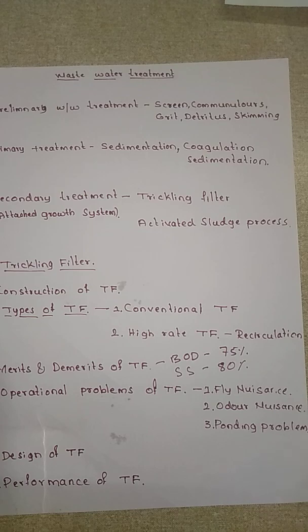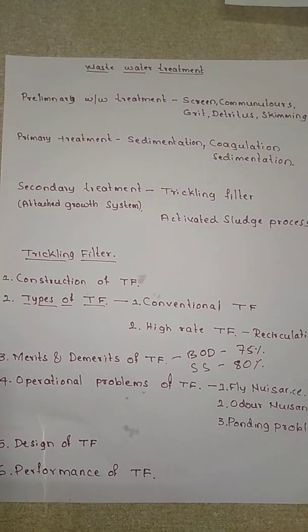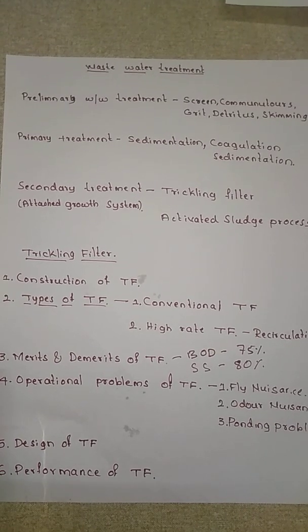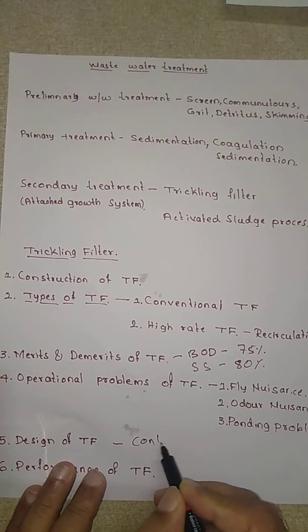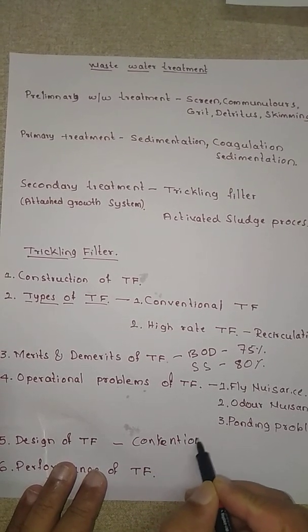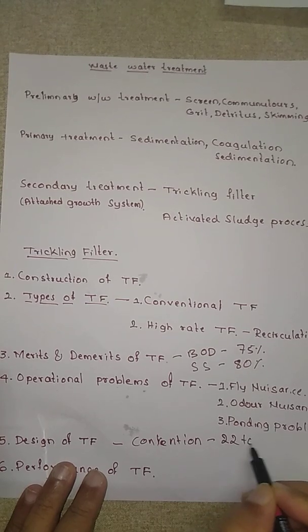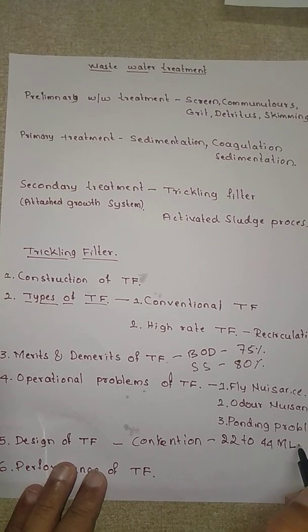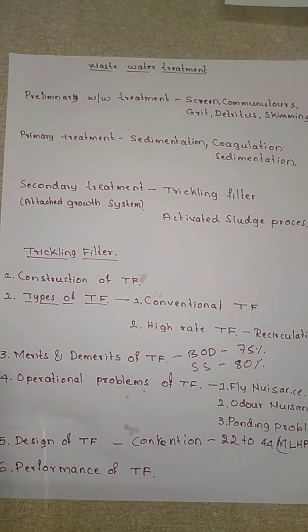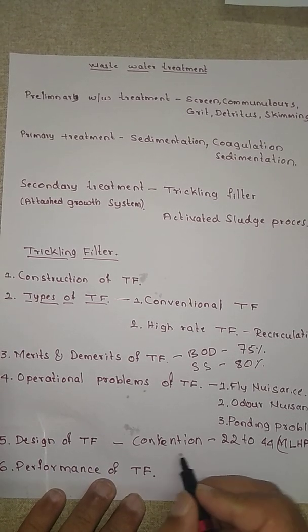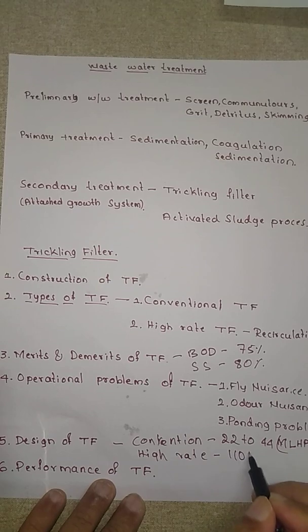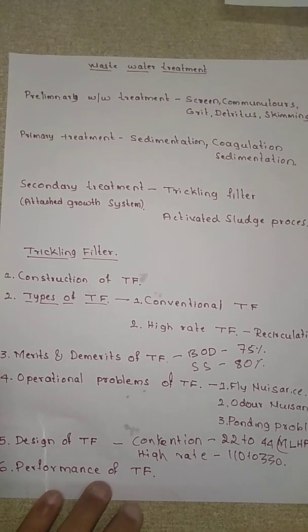Now we'll discuss the design of the trickling filter. The hydraulic loading rate is the quantity of sewage that can be applied. For a conventional trickling filter, the wastewater quantity that may be applied varies between 22 to 44 million liters per hectare per day, whereas for a high rate trickling filter, we apply around 110 to 330 million liters per hectare per day.